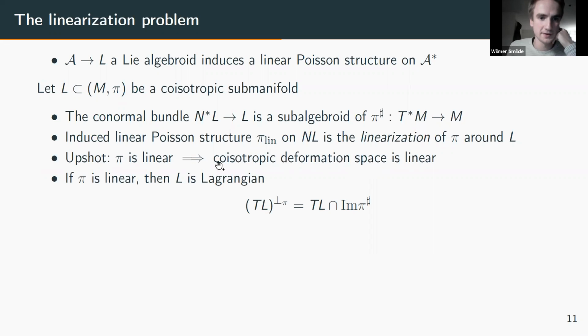But there's some obstruction. This linearization does not always happen and cannot always occur around the coisotropic submanifolds. First of all, if pi is linear, then this L must be Lagrangian. And what does Lagrangian mean in this case? Its symplectic orthogonal is as large as it can get.